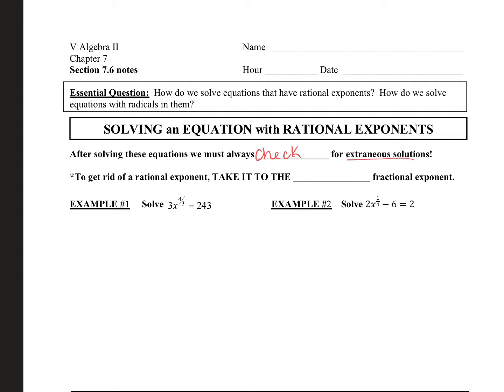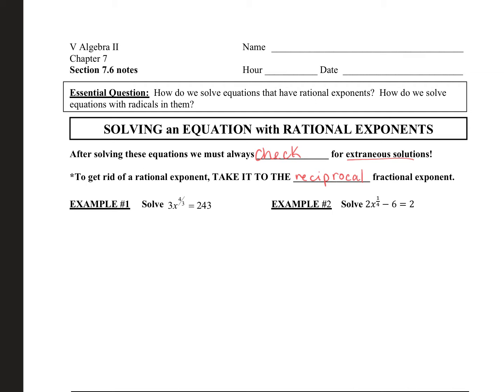And then in order to solve these, to get rid of a rational exponent, we're going to take it to the reciprocal fractional exponent. We'll talk about what that second one means when we go over an example, but we can talk about that first one right now. Extraneous solutions are basically possible solutions we find that don't work.